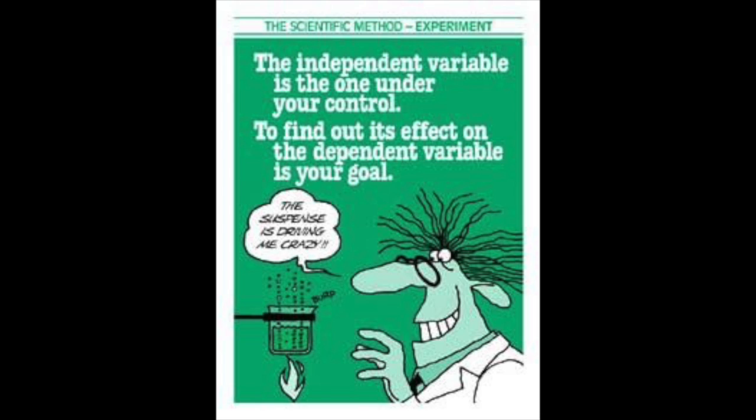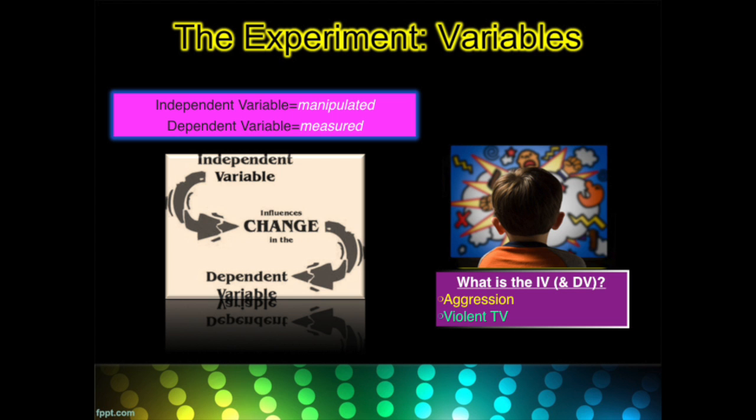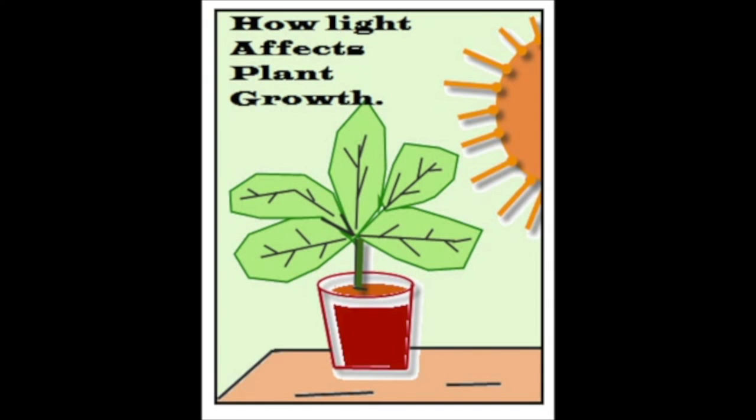So if we're looking at this example hypothesis of does violent TV cause aggression, then we would say that aggression depends on violent TV, and so aggression would be our dependent variable. If we look at light and plant growth, we could say that plant growth depends on how much light it gets, so plant growth is our dependent variable. To that point, we could manipulate the light, right? So we could have two identical plants, and one plant gets light, and one plant doesn't get light. And so light's our independent variable, and we're manipulating what plant gets light and what plant doesn't get light.